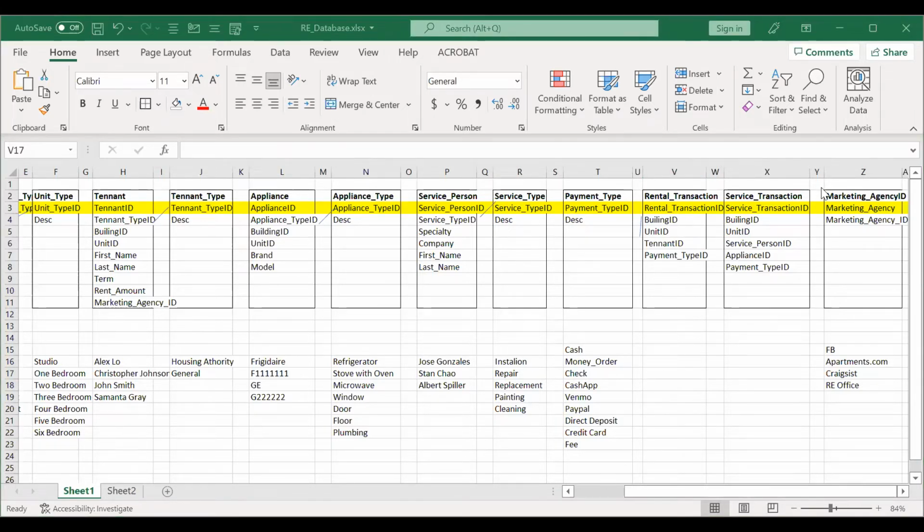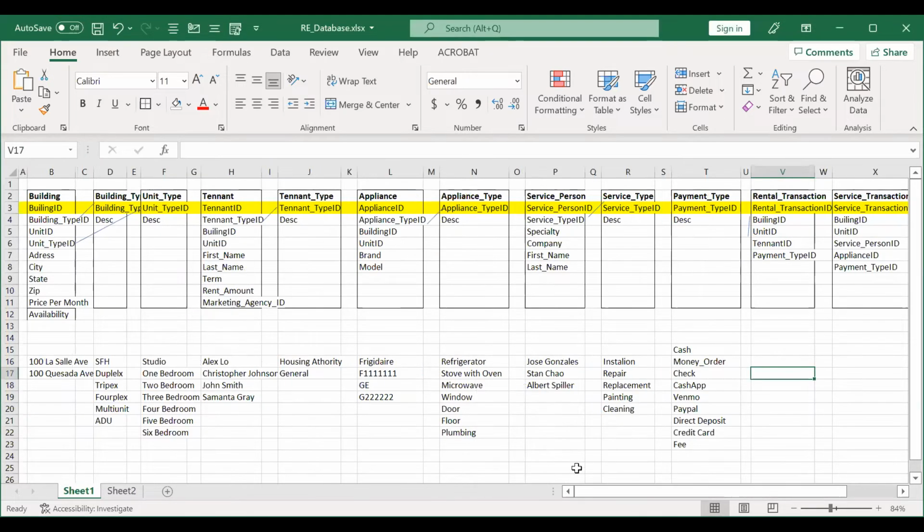So as you can see, there are three types of tables. One table that is just informational. Another one is the table that has the type. And the third one is a transactional table. So I hope you guys noticed.